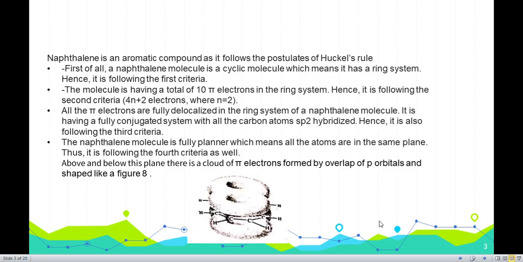All the pi electrons are fully delocalized in the ring system of the naphthalene molecule. It has a fully conjugated system with all the carbon atoms sp2 hybridized, hence following the third criteria. The naphthalene molecule is fully planar, which means all the atoms are in the same plane. Thus, it follows the criteria as well. As we can see in the structure given below, above and below the plane there is a cloud of pi electrons formed by overlap of p orbitals and shaped like figure 8.